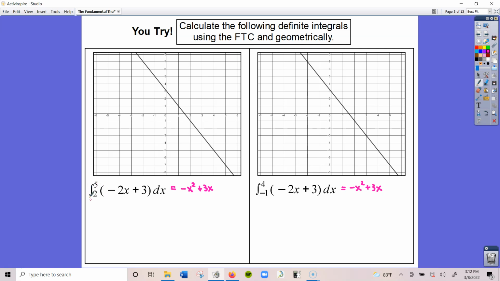Now, here we're going to evaluate from 2 to 5. So here's the 2 and here's 5. So it's always, again, the area bounded by the function and your x-axis. So it's this section here, which again, we have another trapezoid that is on its side. So we're going to get that area. Now it's also below the x-axis, so keeping in mind that if it's below, the area will be negative.